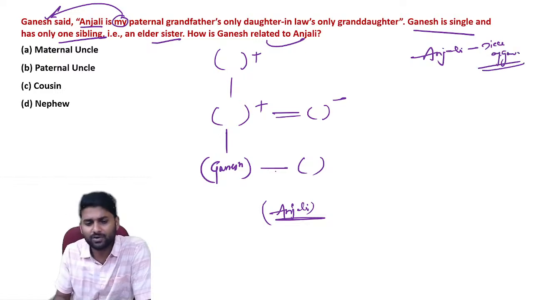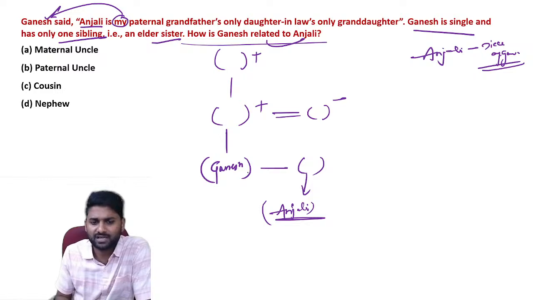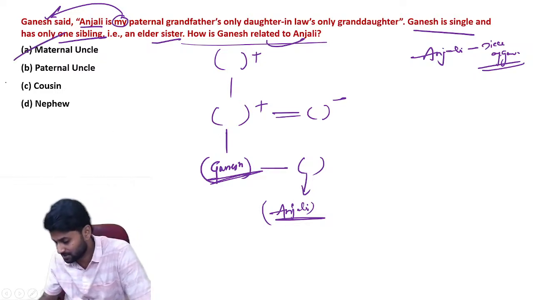See how we can conclude that Ganesh is single. So Ganesh definitely has an elder sister. So definitely Anjali is the daughter of that elder sister. The question: how is Ganesh related to Anjali? See, Anjali is niece. Ganesh is definitely mother's brother, so it's a maternal uncle.